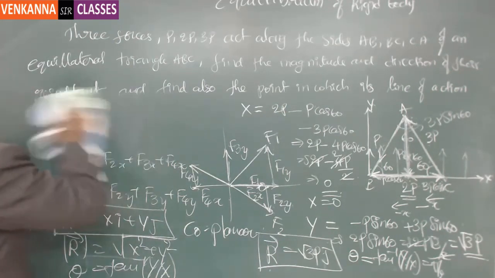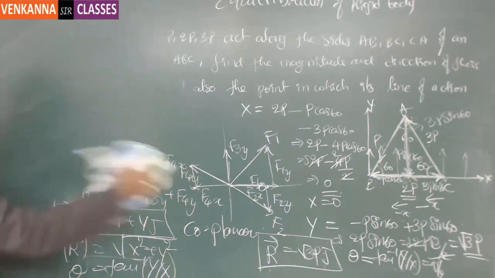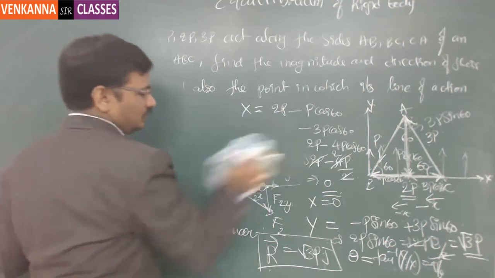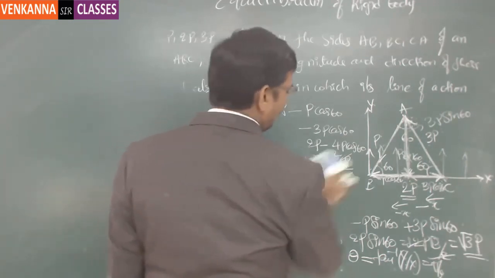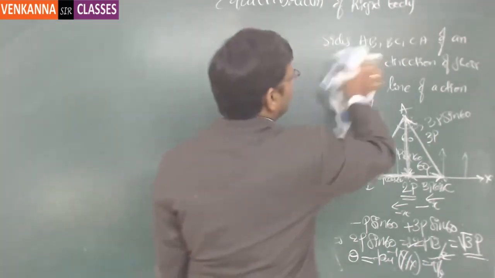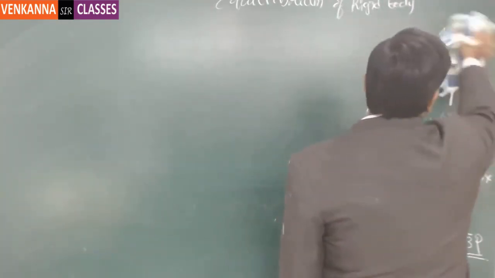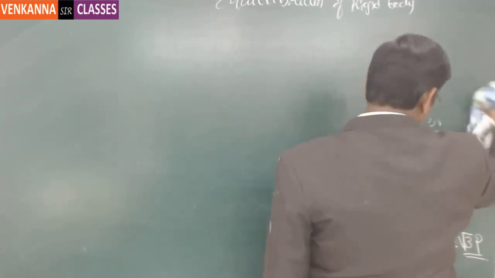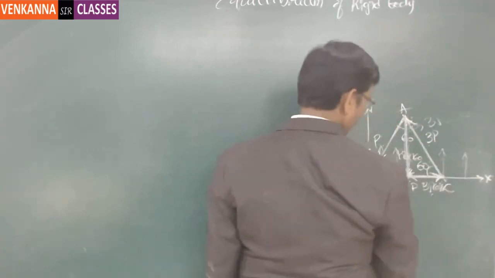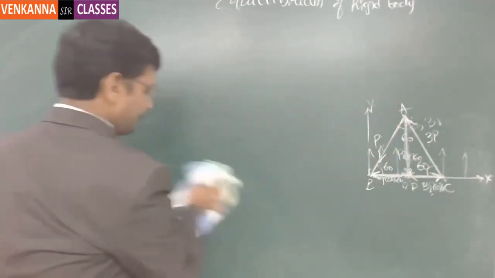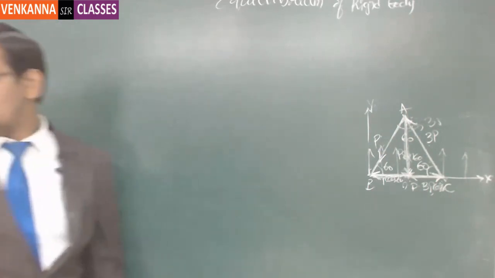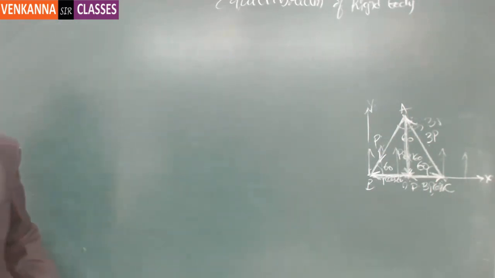So now how do we approach the line of action? How can we find out where this line of action is passing through? What is the basic idea behind it? In the problem statement, what he said was, at what point of BC is the line of action passing through? What is the fundamental idea behind that?